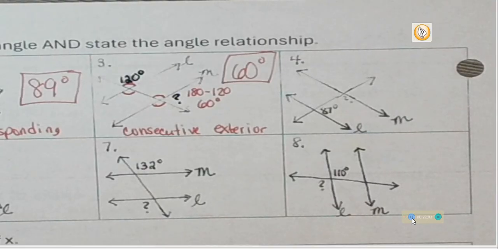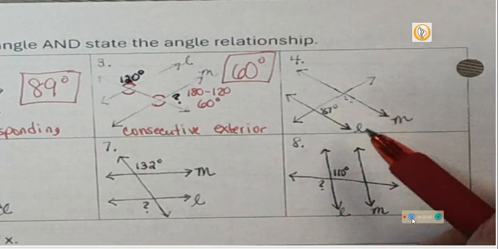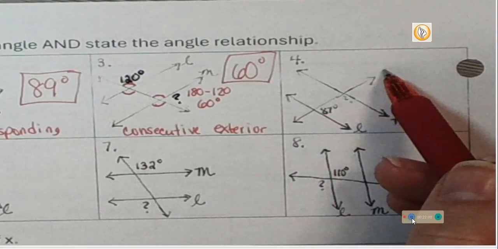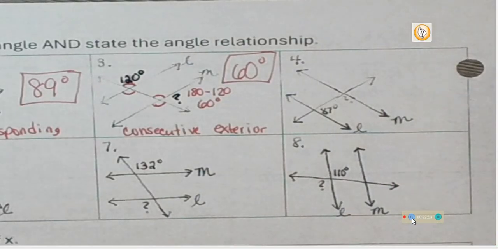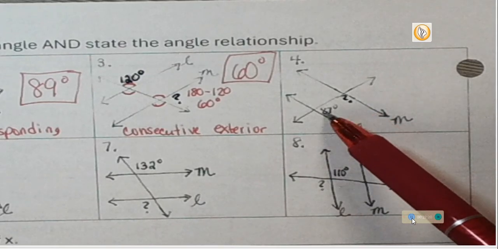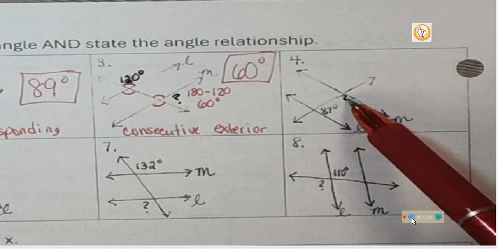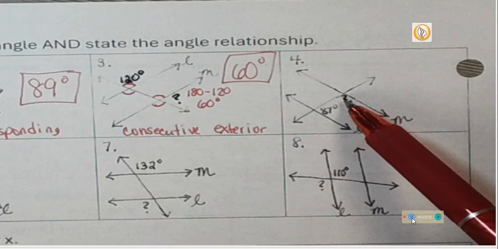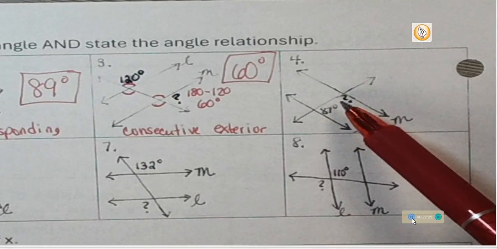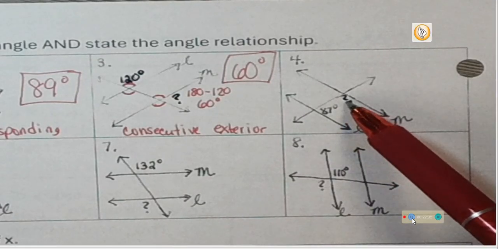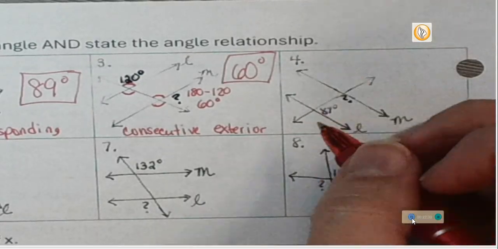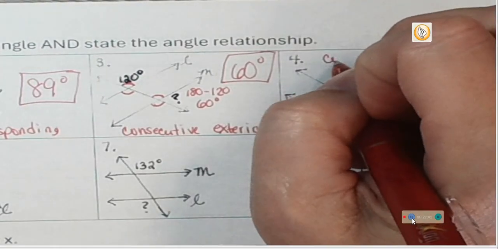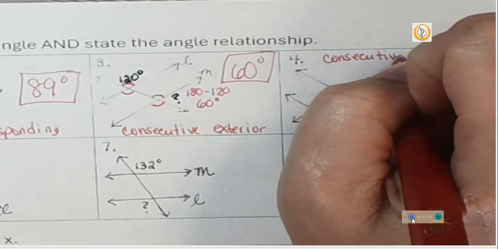All right. Number 4 here. So here's L and M. This is my transversal. Okay. I know this is 87. I want to know that angle. That's my question mark. All right. Are my two angles on the same side or alternate sides of my transversal? Same side. Okay, so that tells you either corresponding, consecutive interior, or consecutive exterior. Are these corresponding and sitting in the same spot? Nope. Where are they both located? Interior. So we would call this consecutive interior.